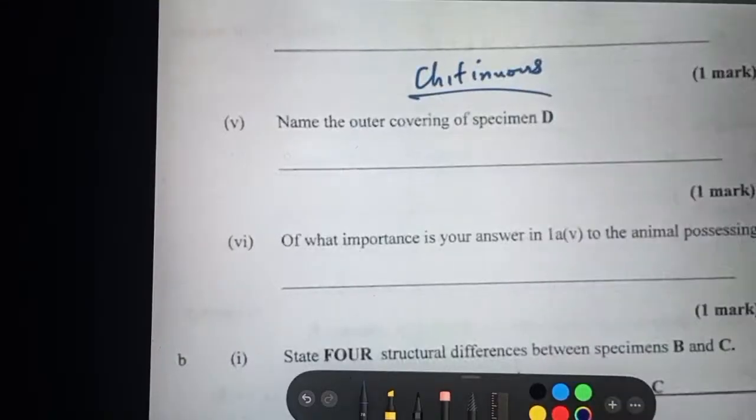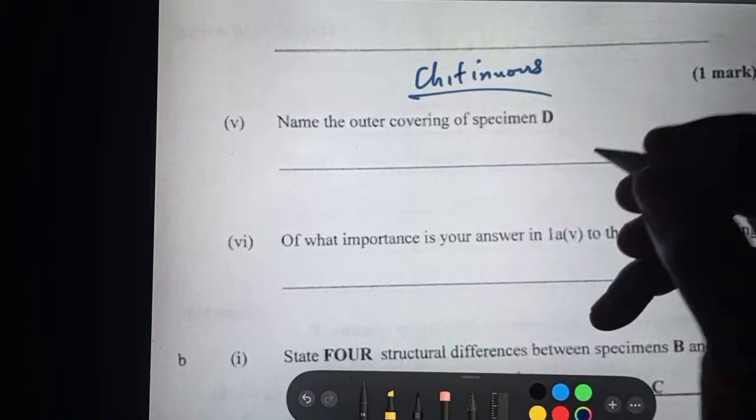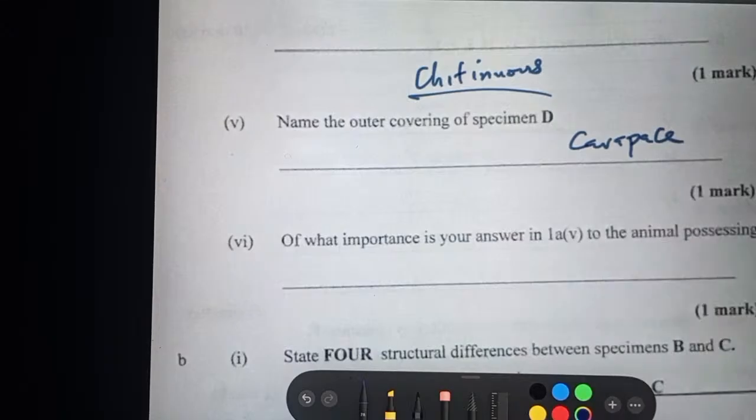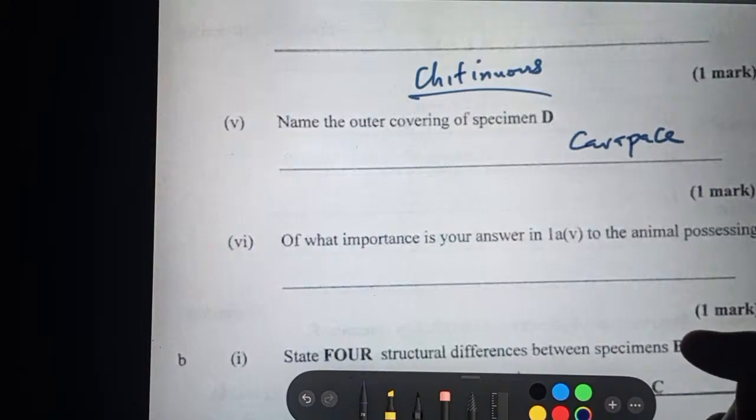Maybe they say, of what importance is your answer to this? Meaning the chitinous exoskeleton or the carapace, it is for protection. We see it both in spider and also in the crayfish. Strong one. Then the pincers is for protection.